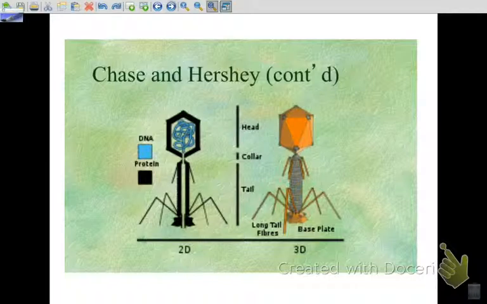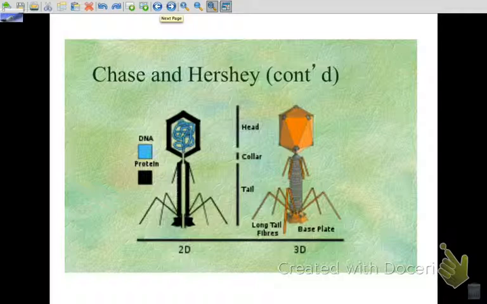So this is actually what a virus looks like. It looks cartoonish, but this is what a virus looks like. In your book, it has a picture of an actual virus. It looks like the one on the right, which is the 3D one. But it's showing you the breakdown of what it's made of. On the left, the black is the protein, and the blue is the DNA. So it's only made of protein and DNA.